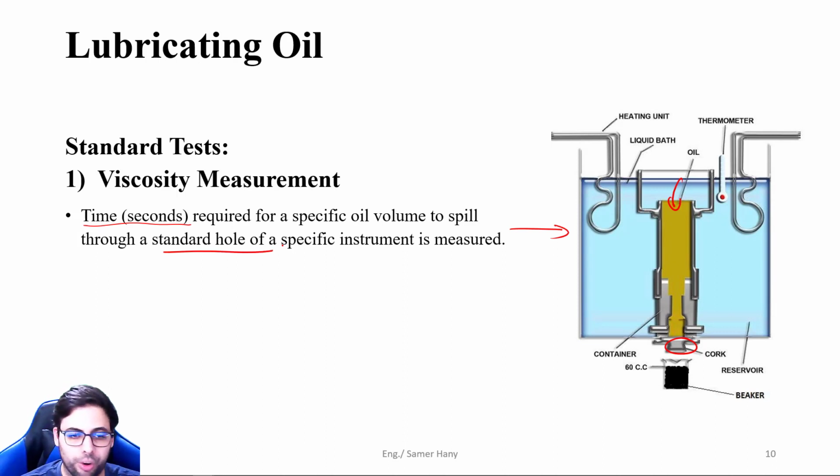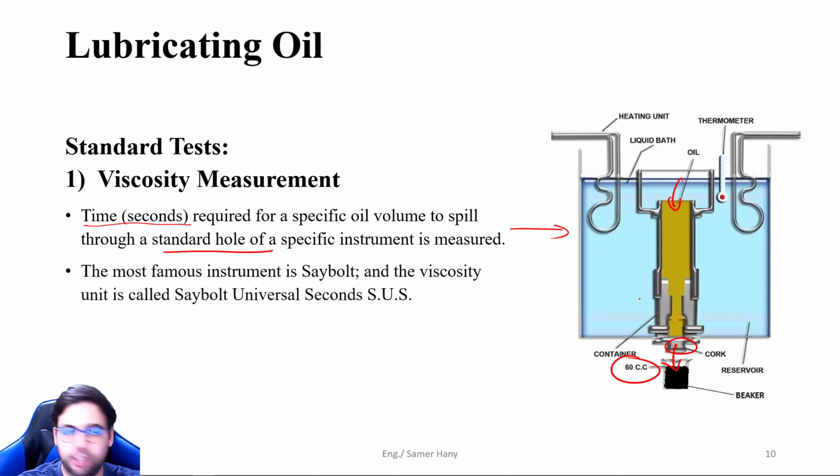Once we remove that cork, we start the stopwatch to measure the time in seconds that 60 milliliters or cc's of that oil will take to spill into this beaker. Okay, and this will be the number that indicates the viscosity in this unit, the Saybolt Universal Second. Saybolt is the one who built this instrument.